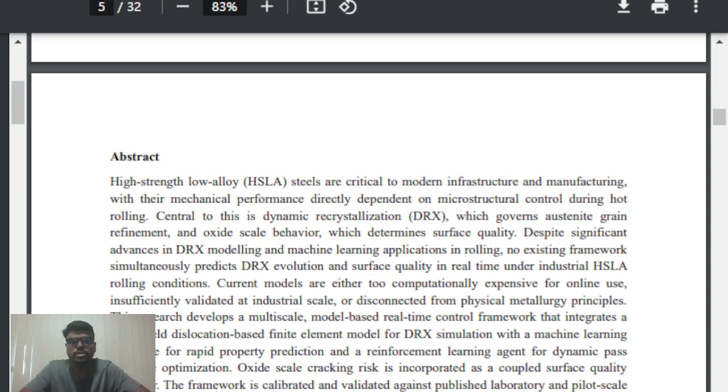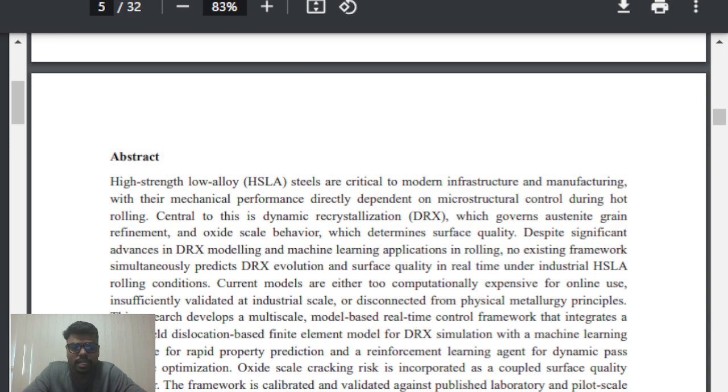One of the most important microstructural processes during hot rolling is dynamic recrystallization, or DRX. In simple terms, DRX is the formation of new strain-free grains while the steel is being deformed at very high temperature. If DRX is well controlled, the steel can have a refined and uniform microstructure. If it is poorly controlled, the steel may have uneven grain size and inconsistent mechanical properties.